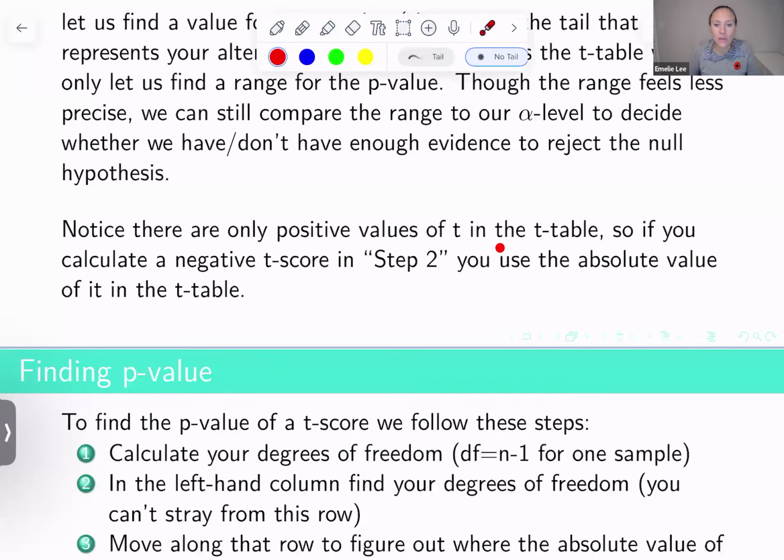We're familiar with the concept because we've been using the table already, but there are only positive values of t in the t-table. And so if you calculate a negative t-score in step 2, when you do the test for your hypothesis test, then you have to drop the negative, right? Use the absolute value of it in the t-table.